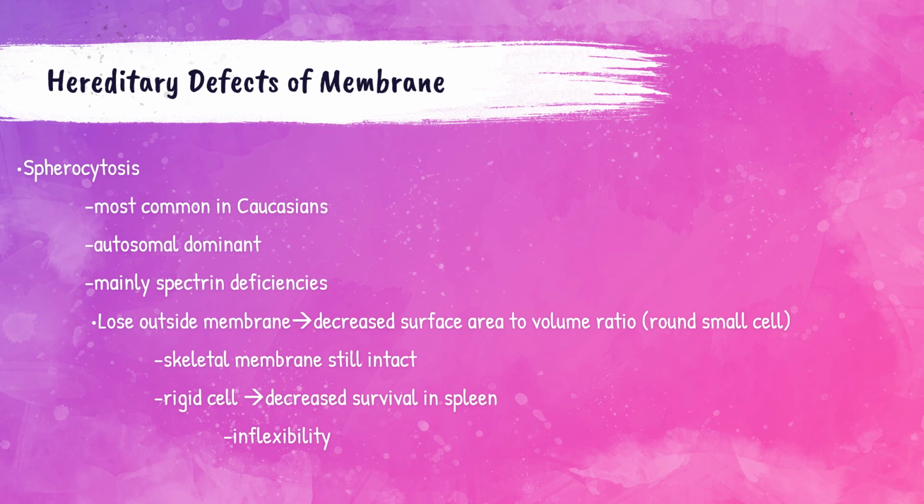And recall from our erythrocyte lectures that the red blood cells need to be deformable in order to pass through vessels. So if the red blood cells are rigid, this creates decreased survivability for it. And those cells are then transported to the spleen to be prematurely destroyed.